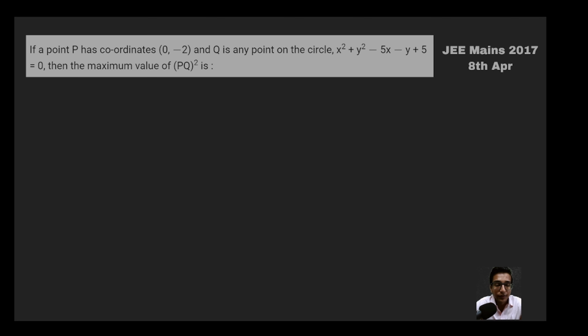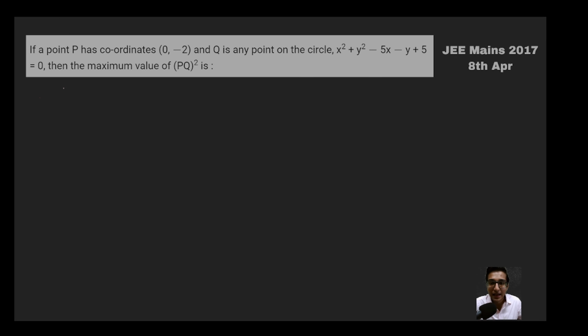In this question, they have given us if a point P has coordinates 0, -2 and Q is any point on this circle, then the maximum value of PQ is. Again, this is the easiest question and a question which requires zero knowledge of any concepts. The only thing that you had to remember here is the parametric form of the circle. So again, Q is any point on the circle.